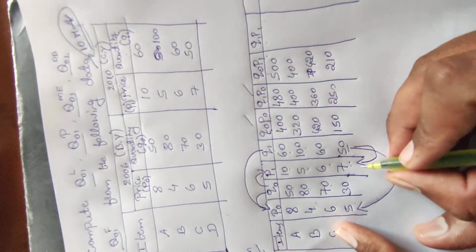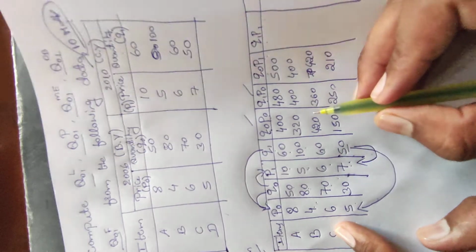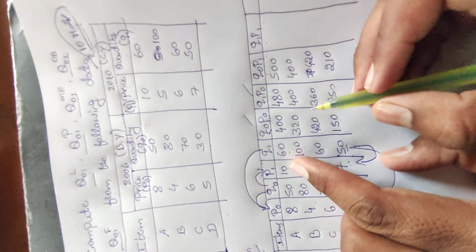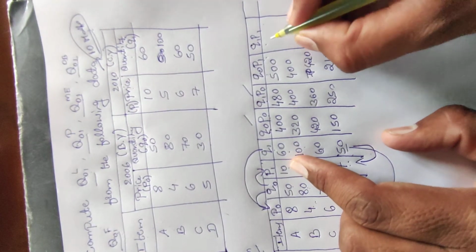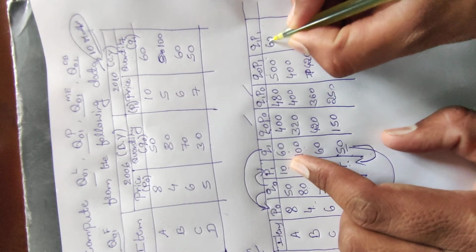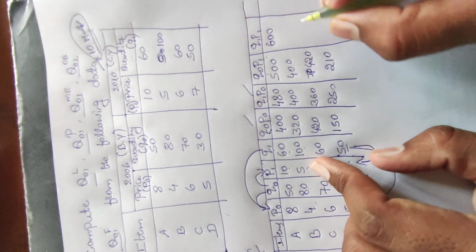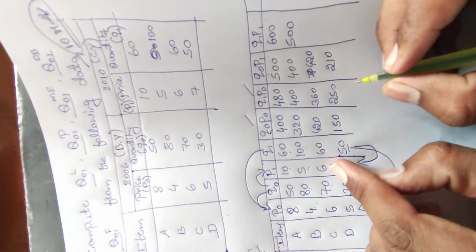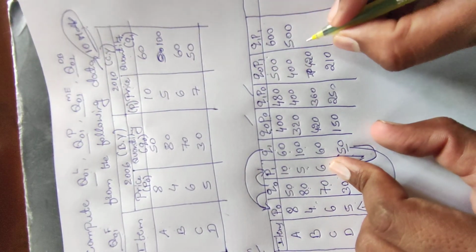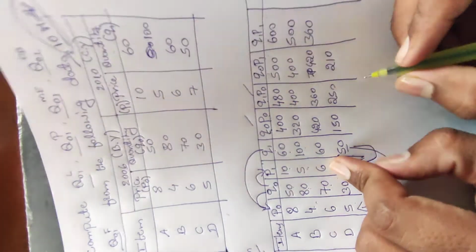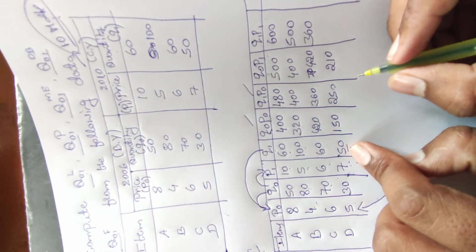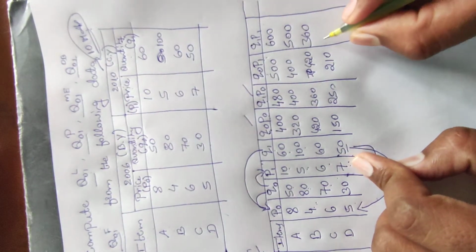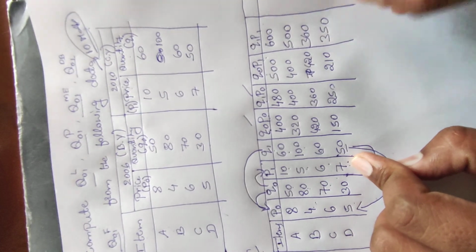We have to multiply Q1 into P1. So 60 into 10, we will get the answer 600. Next 10 into 5, we will get the answer 50. 10 into 6, we will get 60. Next 50 into 7, we will get 350.